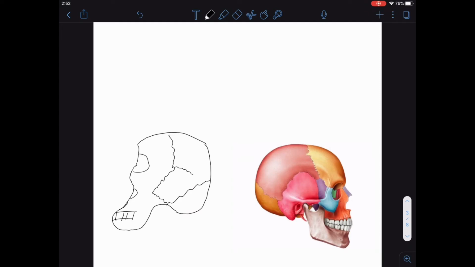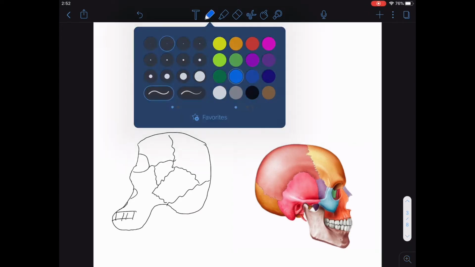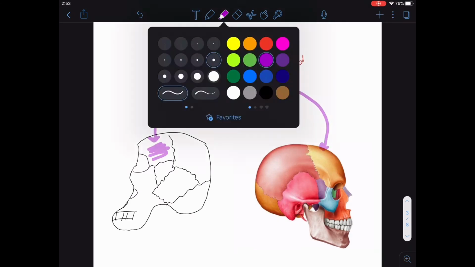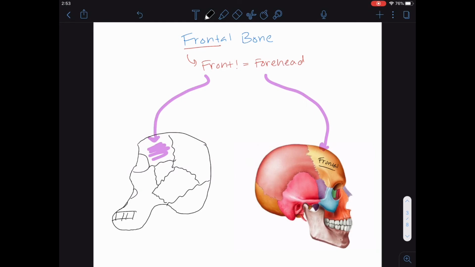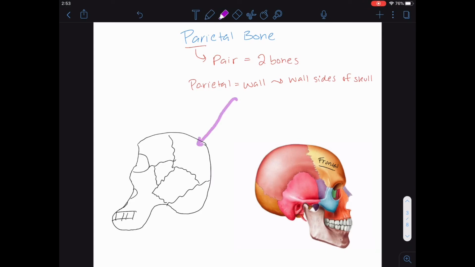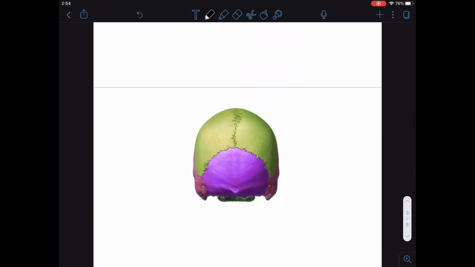Now, for the frontal bone, its location is in its name. It's at the front of your cranium. Also, frontal sounds like forehead, so you know it will be this front part. Then parietal sounds like pair, so you know there will be two of them, and the word parietal actually means wall, so you know they will be the walls of your cranium, a pair on the sides.